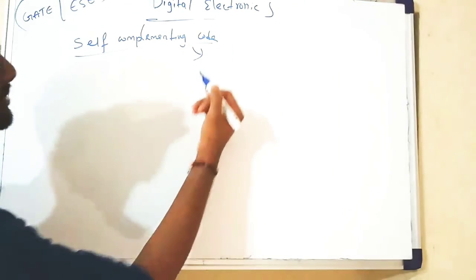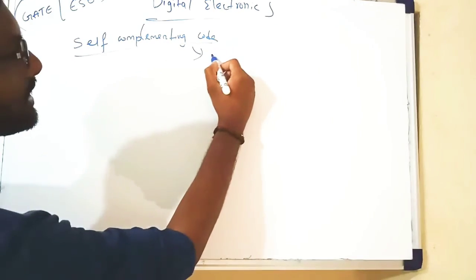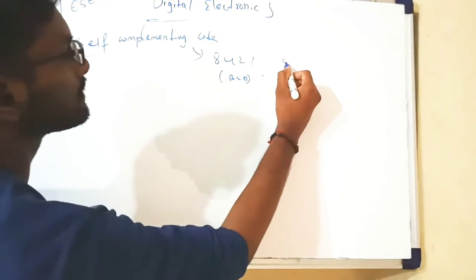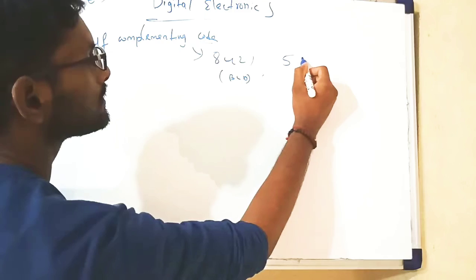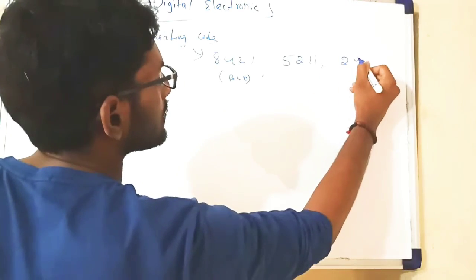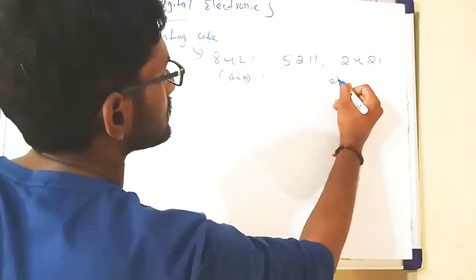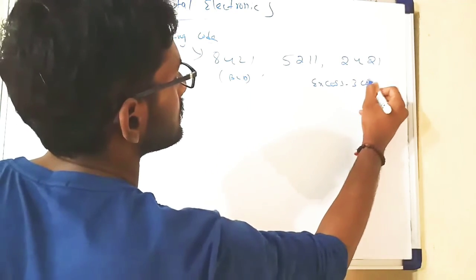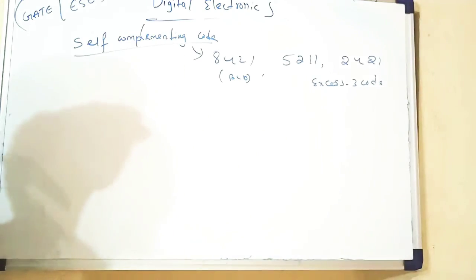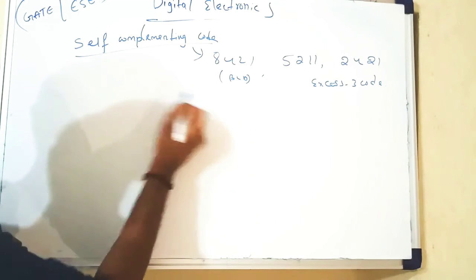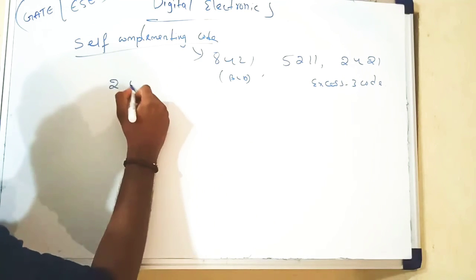We have seen the examples for self-complementing code as 8421 BCD code, 5211 and 2421, and also XS3 code. XS3 code is also a self-complementing code. Now we will see why we are calling this as self-complementing code. Take an example of 2421 code.